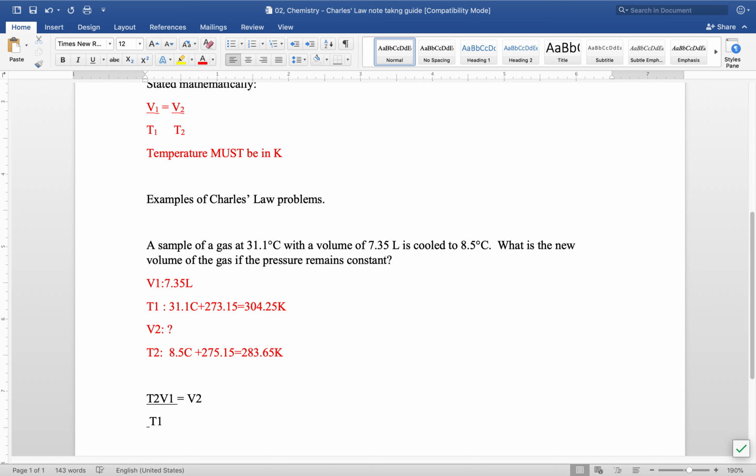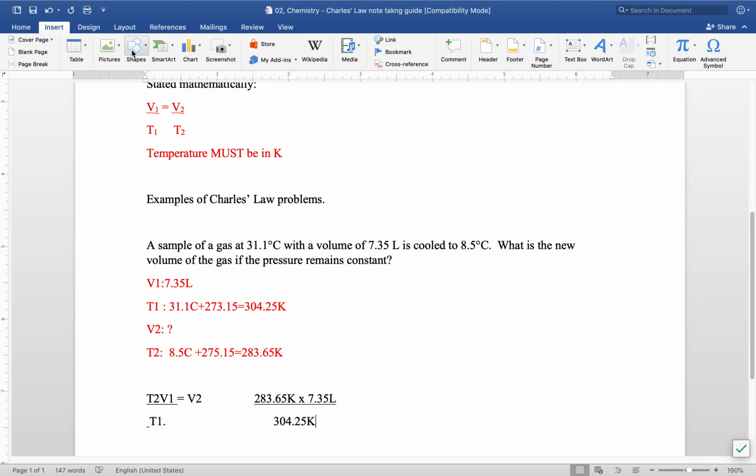So T2 is 283.65 kelvins times V1 is 7.35 liters, and I'm going to divide that pile by T1, which is 304.25 kelvins, and the kelvins divide out and we're done.